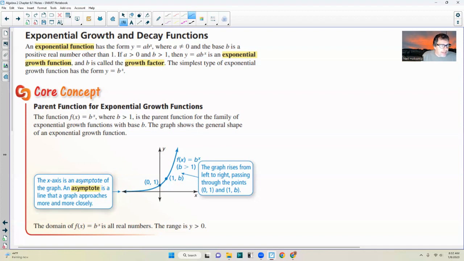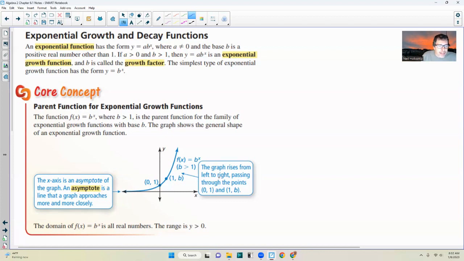So the x-axis is an asymptote, which means the function comes down and gets closer and closer and closer to the x-axis, but it can never get down to 0. It's impossible for it to get to 0. 0.000000001 maybe, but never down to 0. An asymptote is a line that a graph approaches more and more closely, but never gets there.